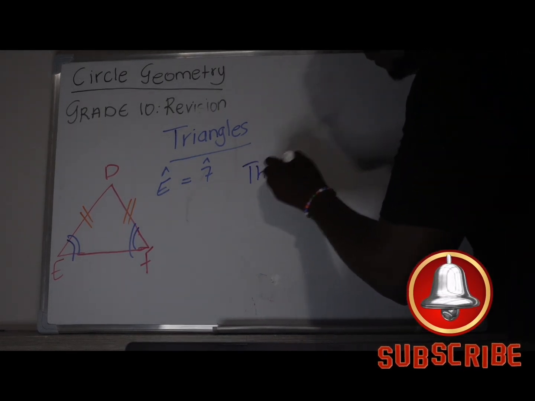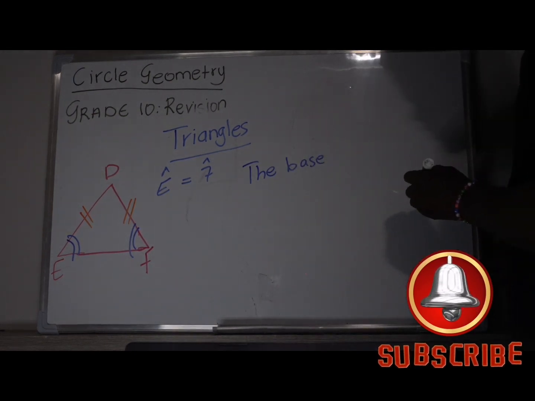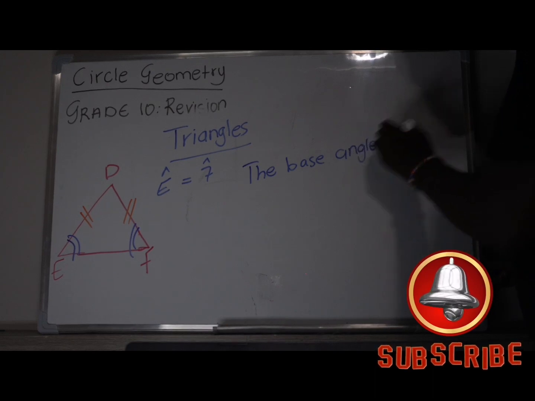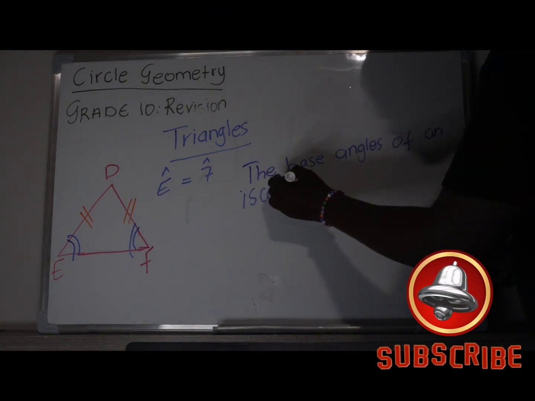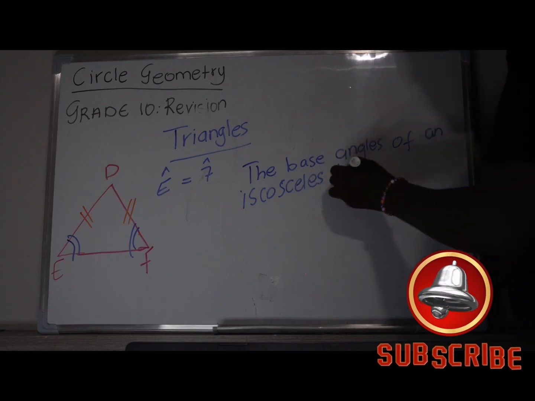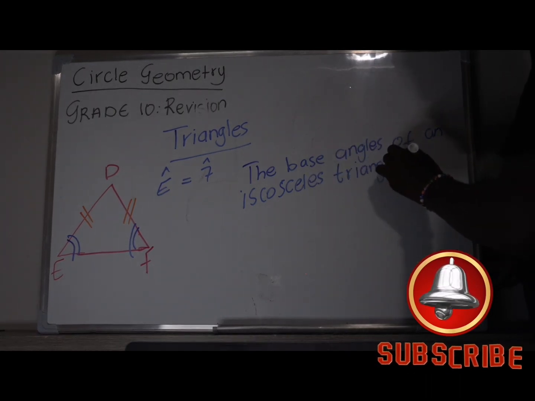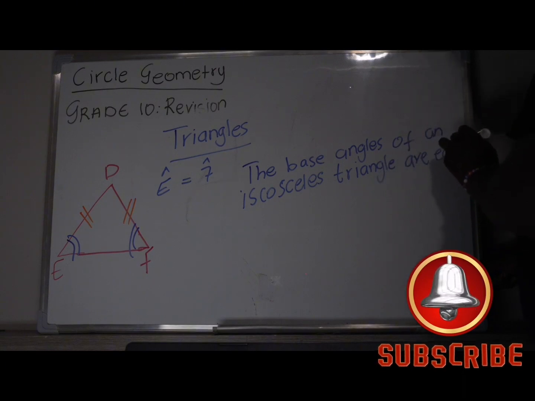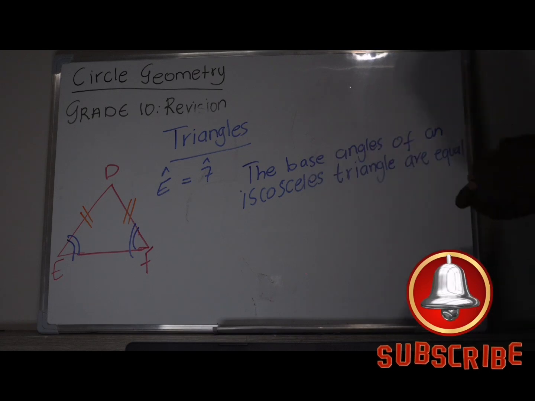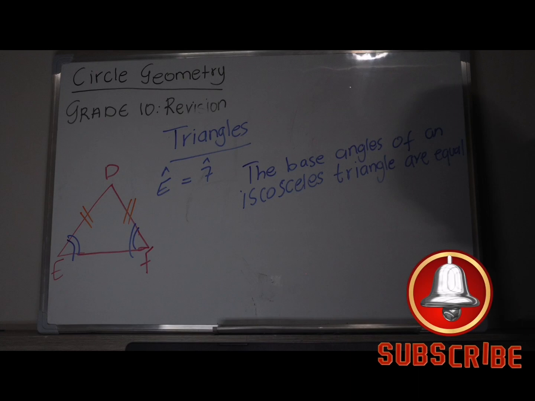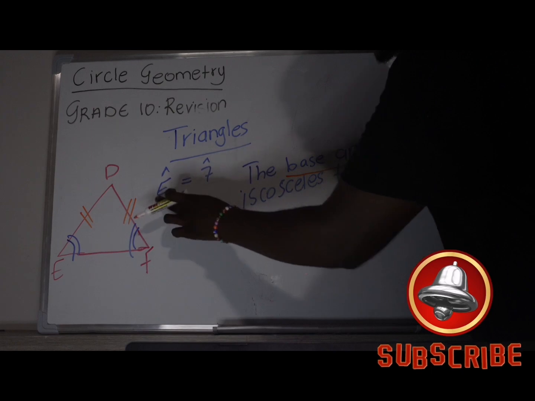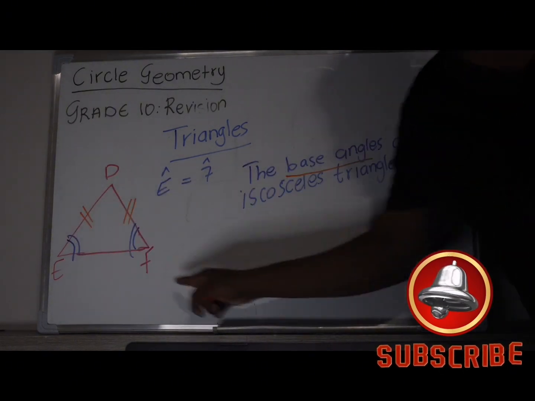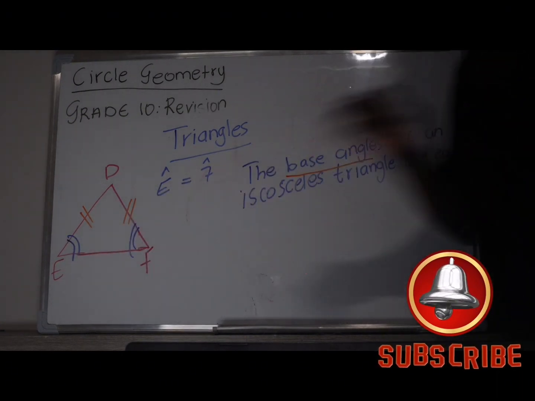Because the base angles of an isosceles triangle are equal. What are base angles? E and F are base angles. The base angles of an isosceles triangle are equal. It means these two angles are equal.